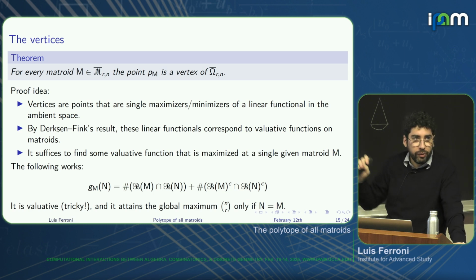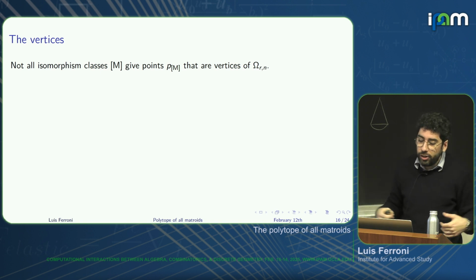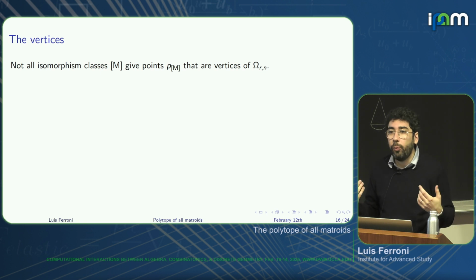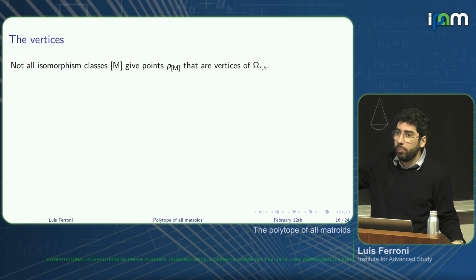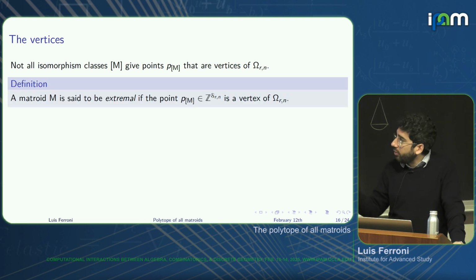Okay, so I told you the vertices of the labeled polytope. Now let me move to the vertices of the unlabeled polytope. Observation, remark: not all isomorphism classes will be vertices. So this polytope is much more interesting. Let me define a new notion, which is called being extremal. A matroid M is said to be extremal if the point P sub bracket M, the isomorphism class of M, gives me a vertex of the unlabeled polytope.